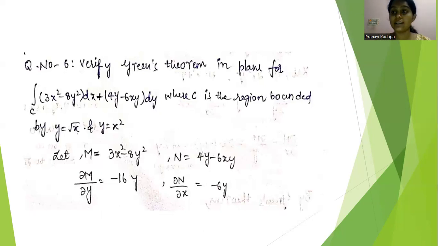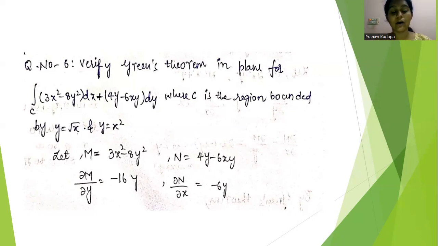So let us see the question given to us in this Green's theorem. Verify Green's theorem in the plane for the integral over C of (3x² minus 8y²) dx plus (4y minus 6xy) dy, where C is the region bounded by y equals root x and y equals x squared. Given the limits of y, we have to find the limits of x, which we'll see in the next slide.